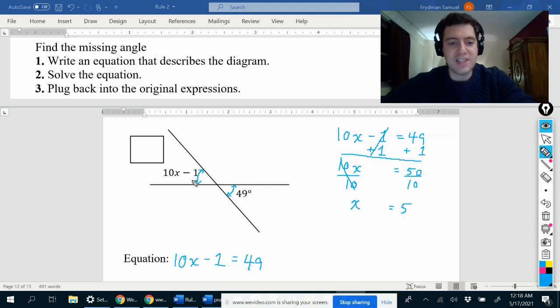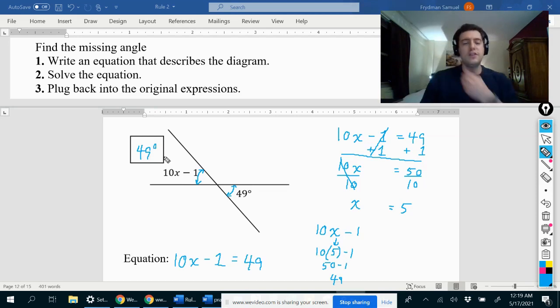That does not mean that this angle is equal to 5 because this angle is not just x. This angle is 10x minus 1. So to figure out what this angle is, we can plug 5 back in here for x. So if I write out the expression 10x minus 1 and then plug the 5 in for x, now I have 10 times 5 minus 1. 10 times 5 is 50. 50 minus 1 is 49. So this angle is 49 degrees.